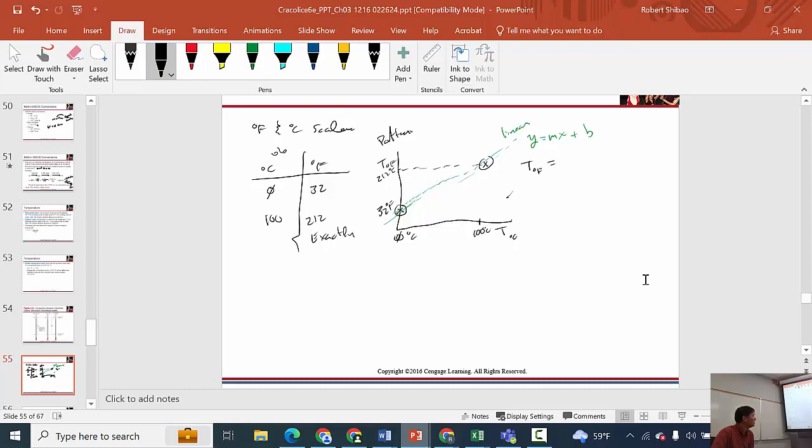What is the slope? So the slope is delta y. Okay, what is delta y here? Delta y is 212 minus 32. Yeah, 212 minus 32 is what? 180. Yeah, 180 degrees Fahrenheit divided by delta x here. Delta x is 100 minus 0, which would be 100 degrees Celsius, times the temperature in degrees Celsius. What's the intercept? 32. Plus 32 degrees Fahrenheit. So this is the relationship, and this pattern holds, and this is reproducible.